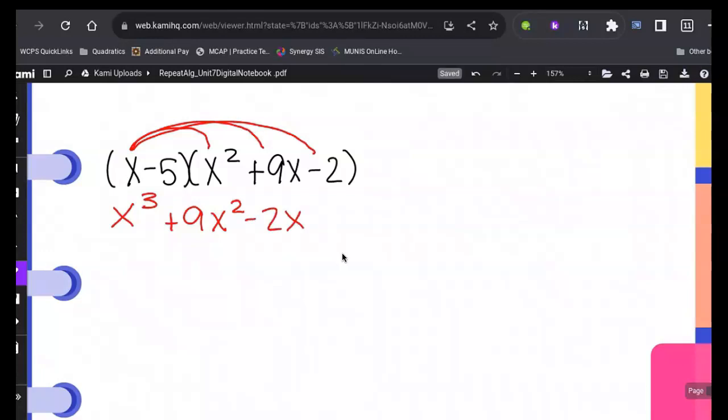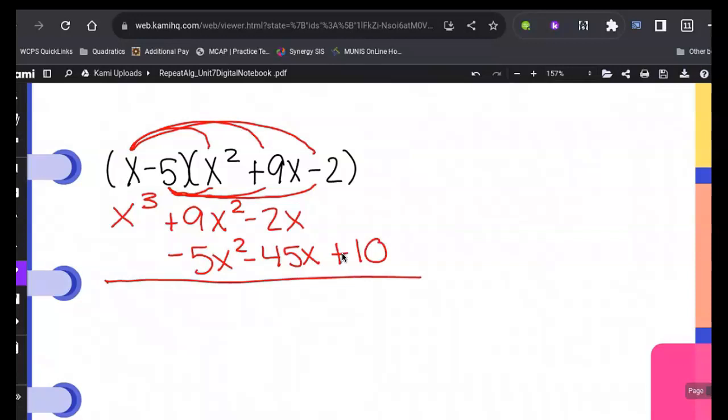Now we do the same thing with the negative 5. So we do negative 5 times x squared. We get negative 5x squared. And notice how I'm lining up the like terms that we can combine together. Negative 5 times 9x is negative 45x. And negative 5 times negative 2 is a positive 10.